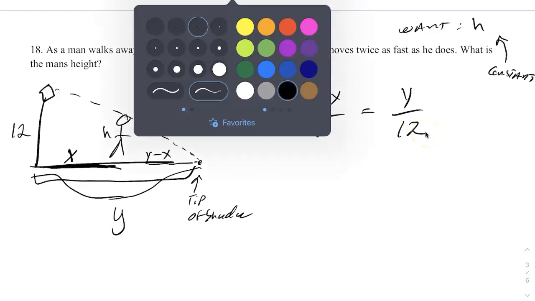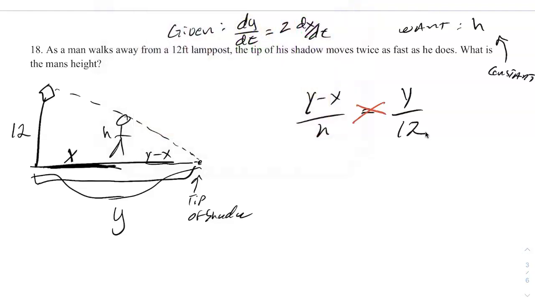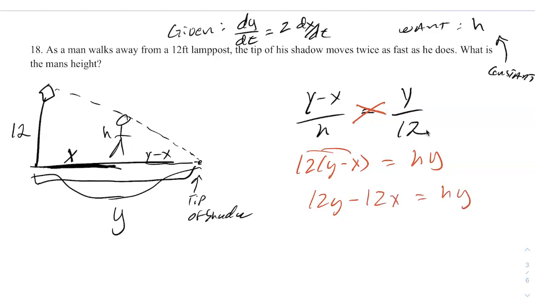Now let's solve. I'm going to cross multiply, make my life a little easier. So I get 12y minus x equals hy. Distribute: 12y minus 12x equals hy. Now I can take a derivative, d/dt. So the derivative of 12y will just be 12, but wrong variable, dy dt. Derivative here would be 12, wrong variable, dx dt.